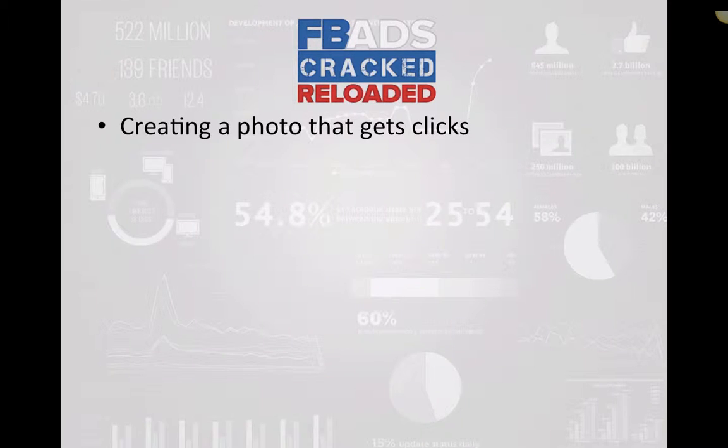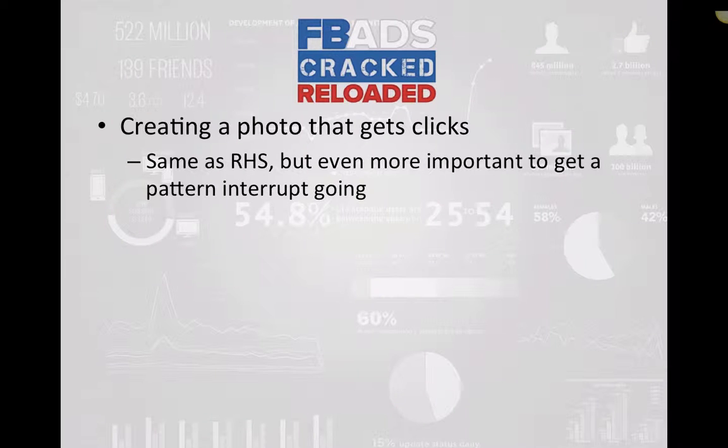So, creating a photo that gets clicks. It's kind of the same as the right-hand side when it comes to colors, black, red, all that stuff. But the pattern interrupt is even more important because a lot of people scroll through their newsfeed. On the right-hand side, the ads just kind of stay there. So you either got to rotate them out so banner blindness doesn't kick in, but it's not so much that people are scrolling; they just see them, right?